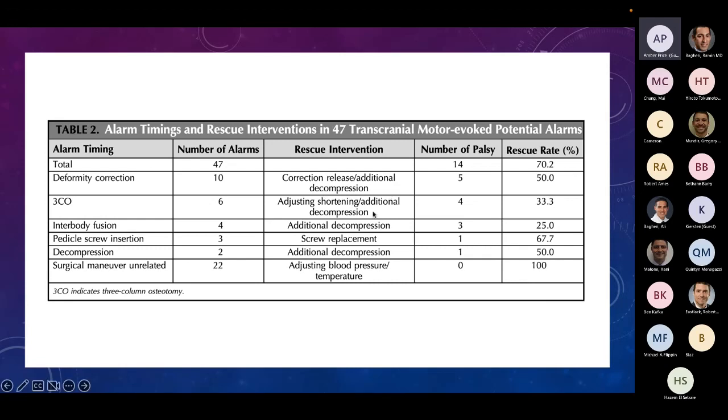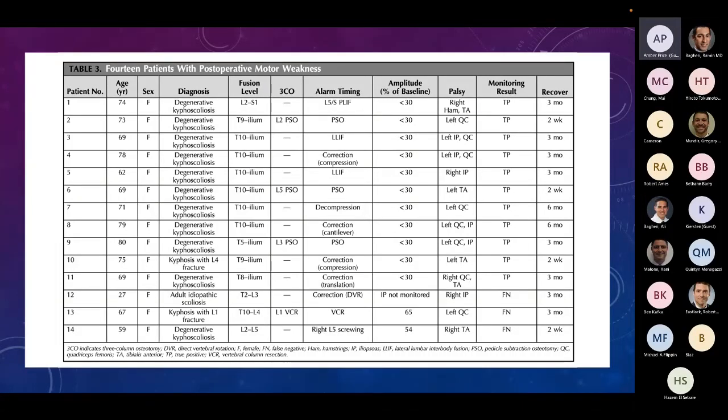And so this is the discussion about what rescue intervention was used, and then how effective was it. And so they had about a 50% rescue rate for deformity corrections, and unfortunately only a 33% rescue rate with the 3-column osteotomy. And so here's a closer look at those patients in particular, with the true positives being the first 11 patients. And interestingly enough, this is using that selection criteria of 70% amplitude change. They did have 3 false negatives. So 3 patients who woke up postoperatively with a neurodeficit but did not get alarmed by the neuromonitoring team.